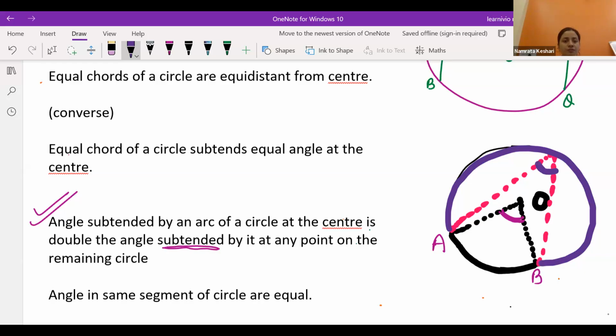Yes or no? The center one will be double, not that one. If that one is X, then the center one will be double. Getting it? Afreen and Samia, are you getting it?